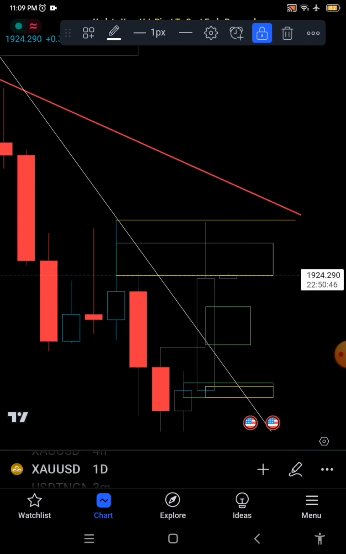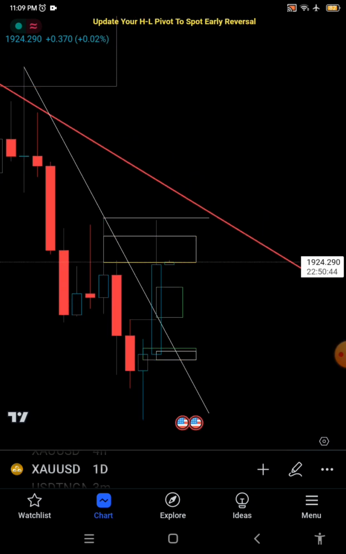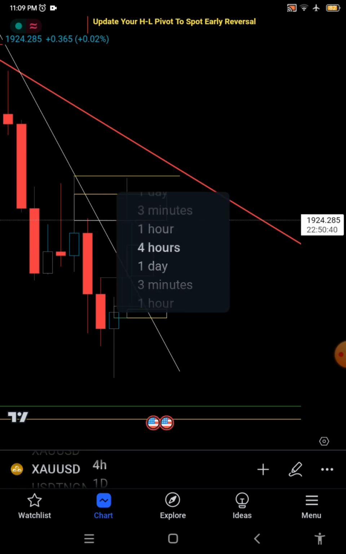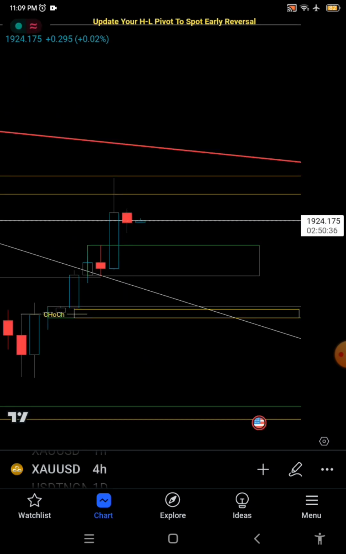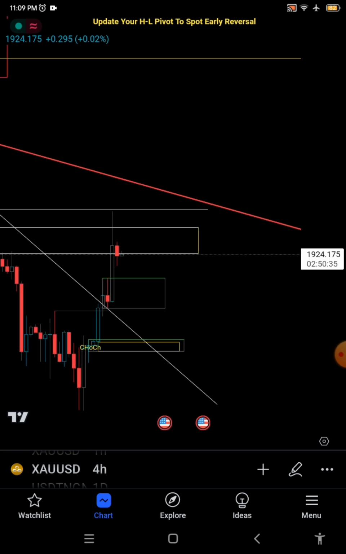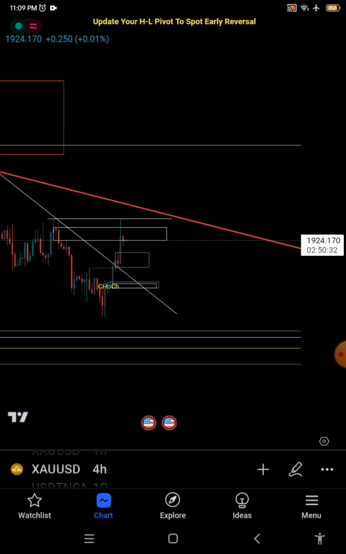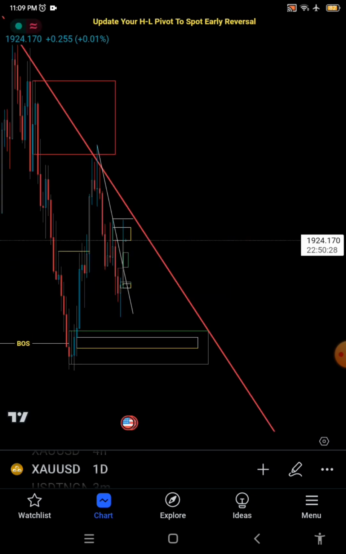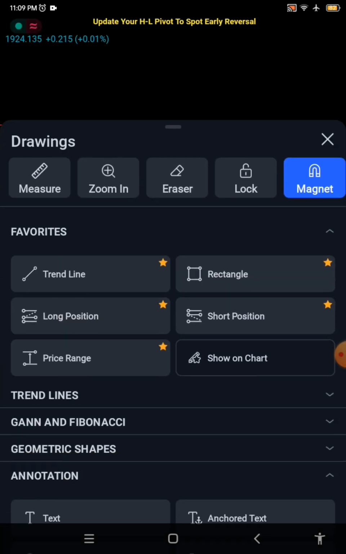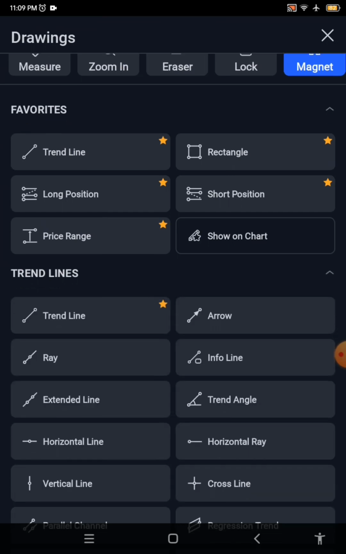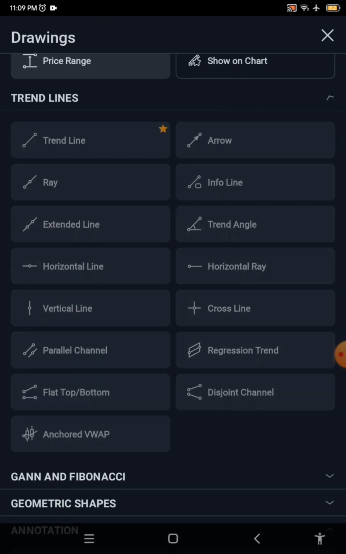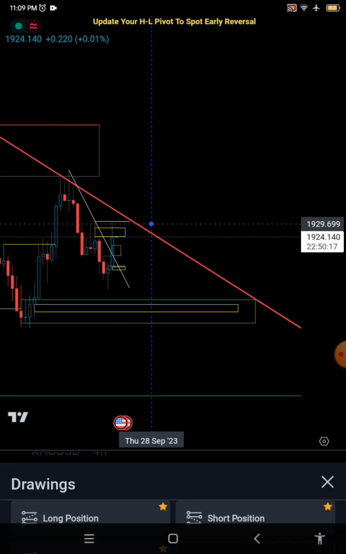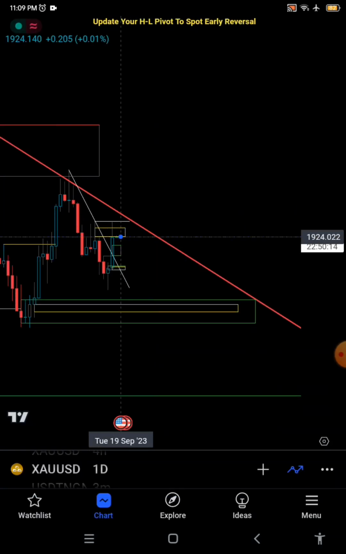But what I'm expecting for this week is that we'll see some sort of 4-hour double top break of structure around here. Then gold is going to fall down massively. Now let me show you where my price target for gold is. This is what I'm expecting. Let me get part 2. So I'm expecting something like this.